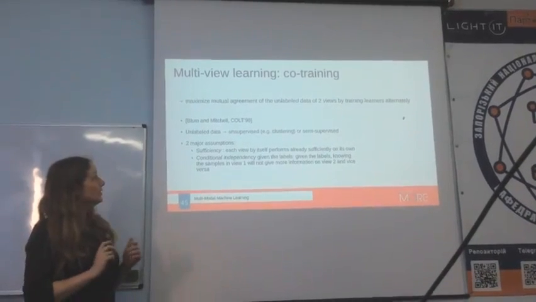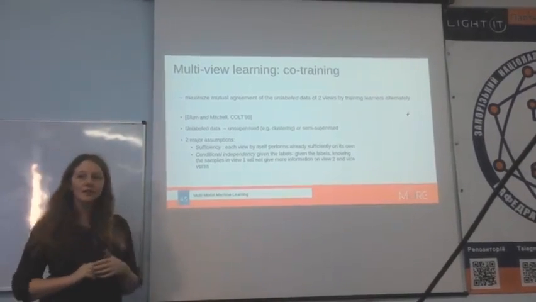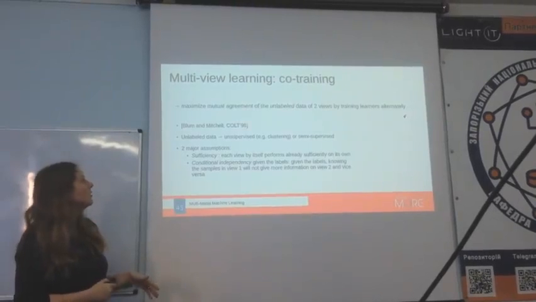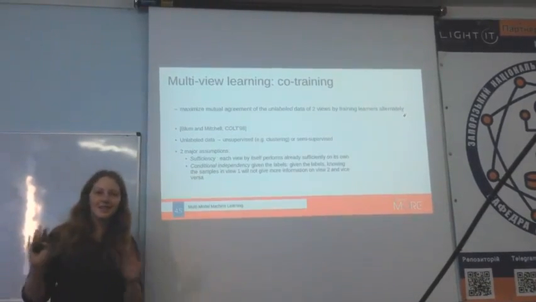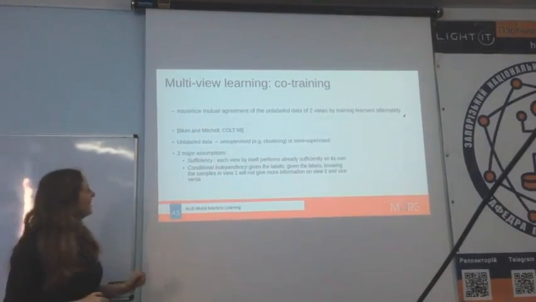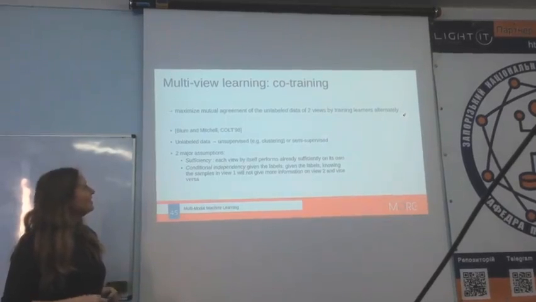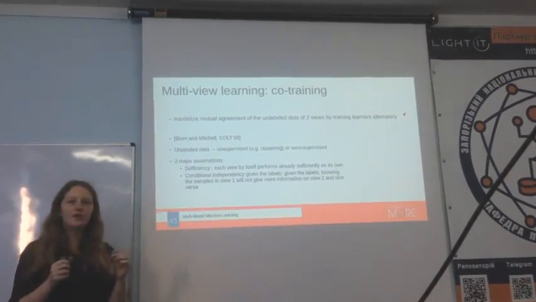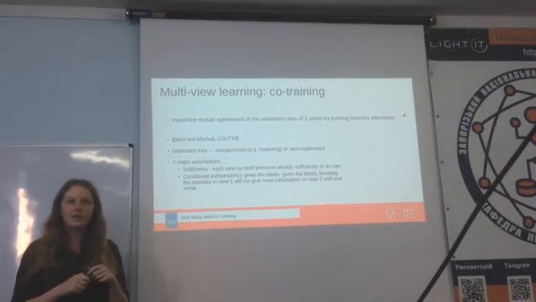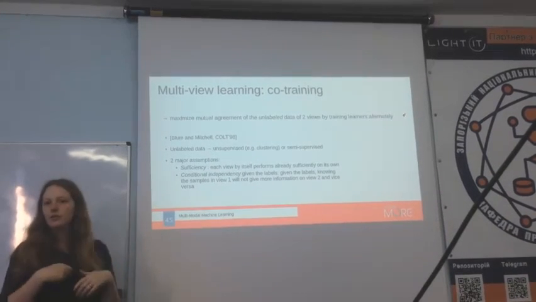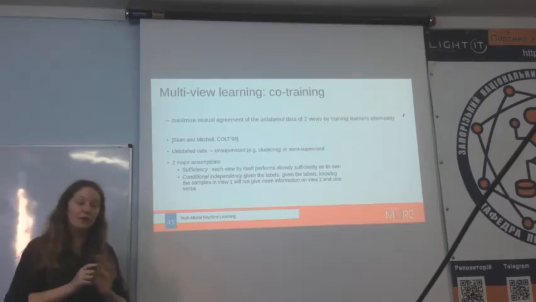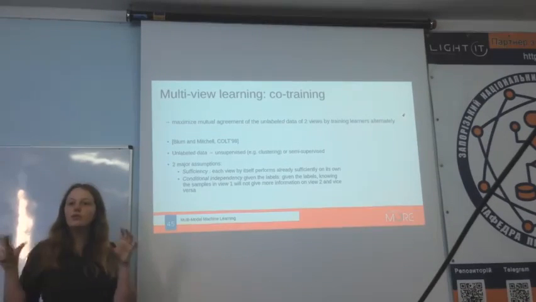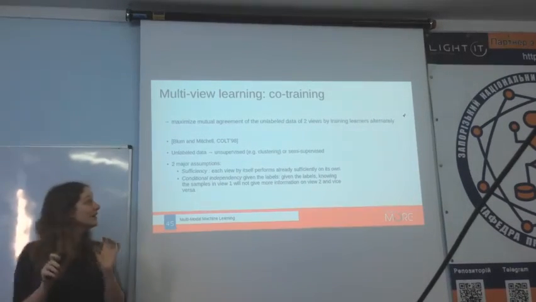One of the earliest forms of multimedia learning, after the simpler ones, was co-training. So as you see, it's already an old method in AI terms, machine learning terms. The idea is that you maximize the agreement of two views on the unlabeled data. You have some labeled data, but you definitely have a lot of unlabeled data, and you will try to make the models of the two views align on these unlabeled data.